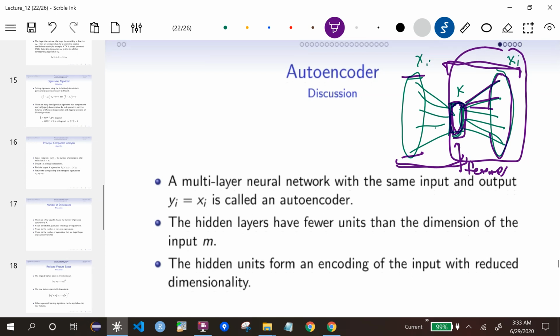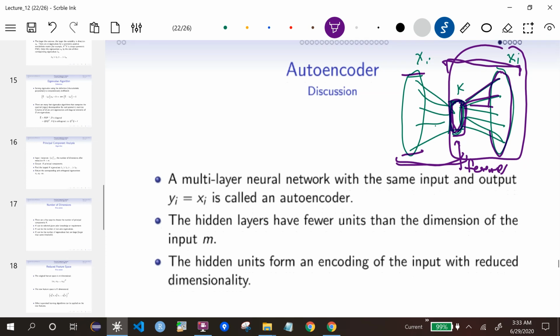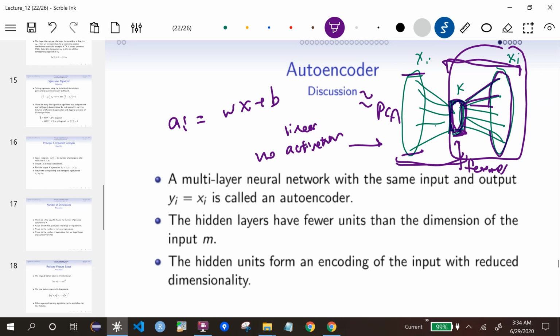This structure is called an autoencoder, and it turns out that if you use linear, not LTU, but linear activation, what I mean by linear activation is no activation, basically, so a is just Wx plus b, then these numbers would approximate PCA. So basically the linear version of an autoencoder is like PCA.